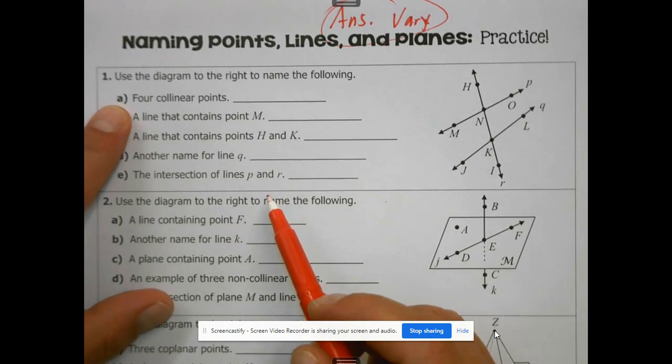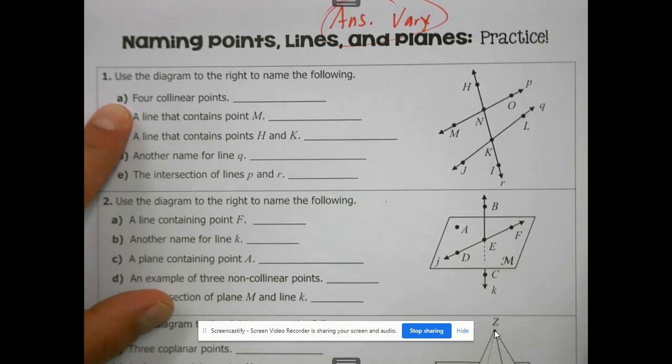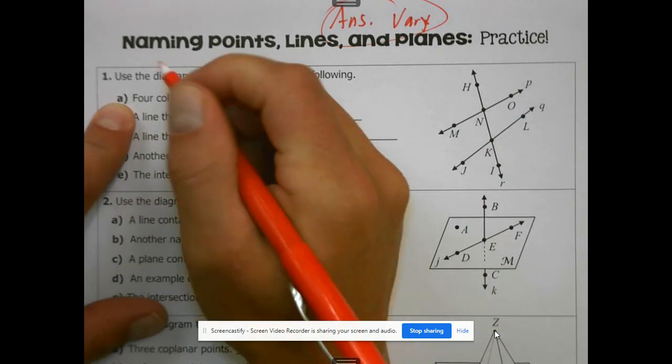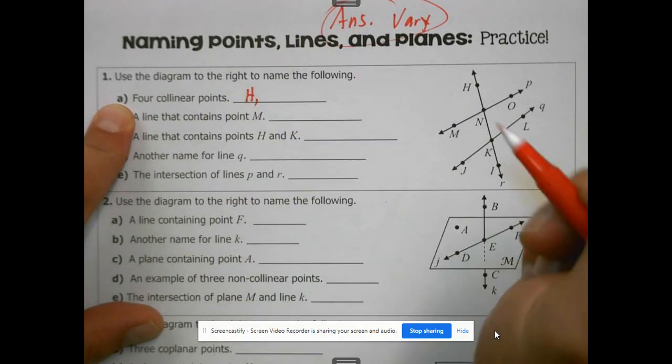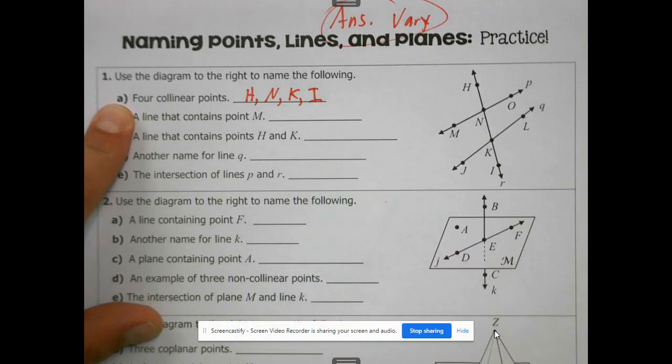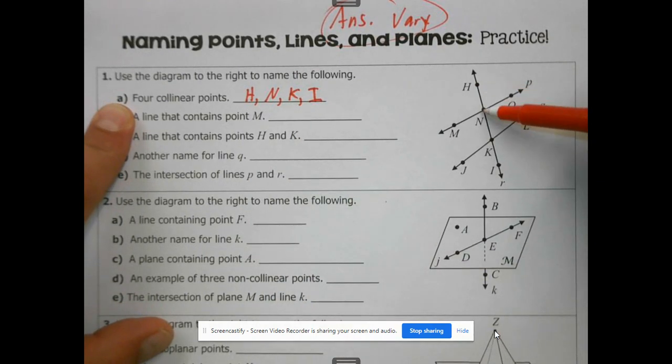All right, so let's use the diagram to the right to name the following. I need 4 collinear points. So any 4 points that lie on the same line. Check it out, it's right here. H, N, K, and I. H, N, K, and I are 4 points that lie on the same line.